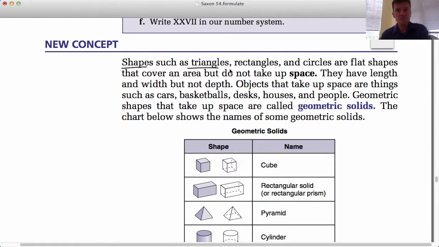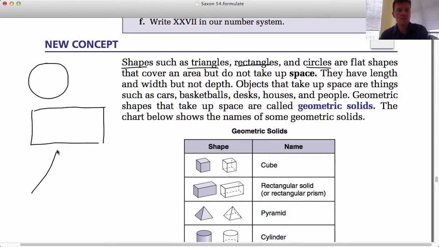Shapes such as triangles, rectangles, circles, we've talked about those before. Those are all flat objects, meaning that you can draw them on a flat piece of paper, as I have done right there. Now, they cover a particular area, meaning they cover a particular space on that page, and we can fill in these objects with square tiles. Those square tiles may be 1 inch by 1 inch, or 1 centimeter by 1 centimeter, or maybe if they're huge, maybe they're 1 mile by 1 mile.